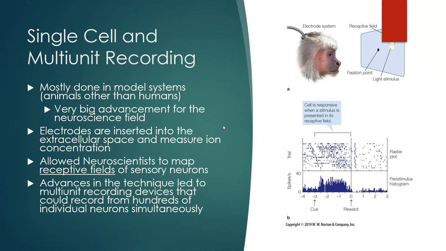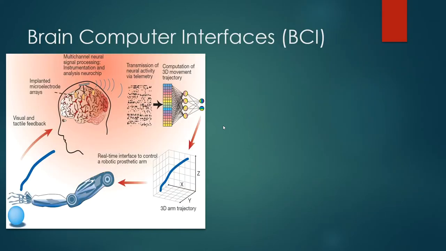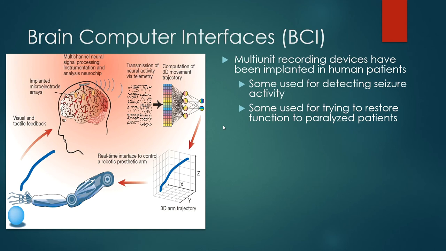A really cool use of this is brain-computer interfaces. So this is done with humans, just like with ECOG. There are certain patients that are paralyzed due to MS or some other kind of disorder. And there are a lot of research teams that are working really, really hard to try to restore function for these people. And so what they'll do is they'll actually put these multi-unit recording devices into their motor cortex. It takes a lot of training.